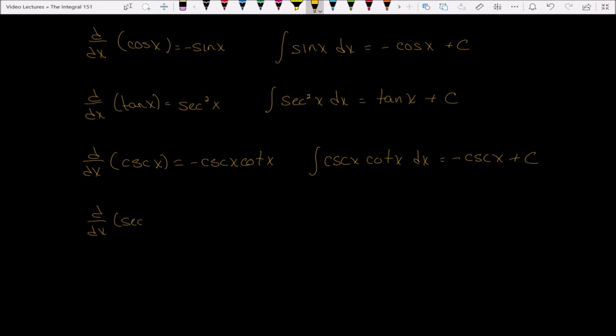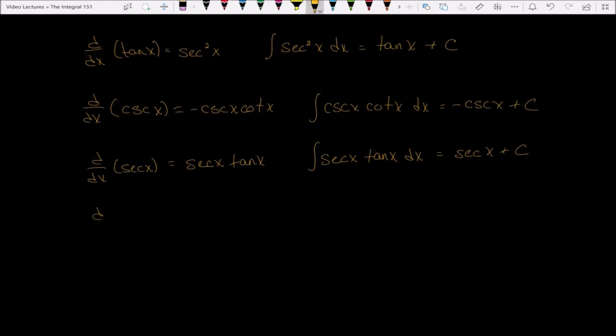The derivative of secant was secant times tangent. So the antiderivative of secant times tangent is secant. And finally, the derivative of cotangent is negative cosecant squared. So the antiderivative of cosecant squared is negative cotangent.